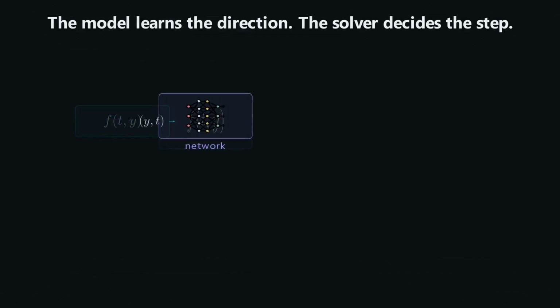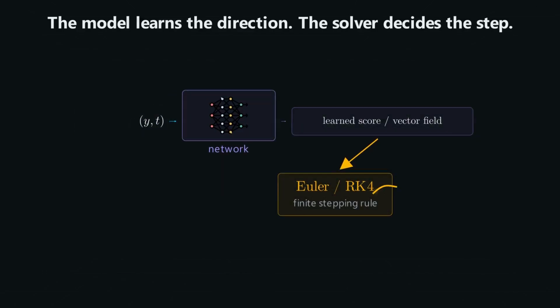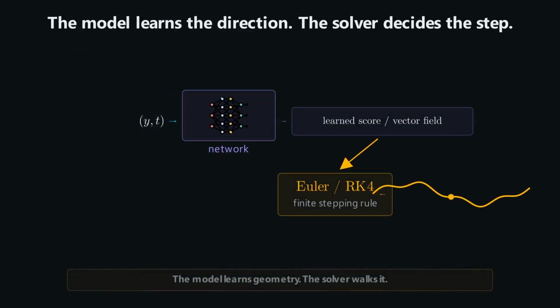In diffusion models, especially in probability flow or ODE-based views, numerical solvers like these approximate the path through time. The neural network provides the learned score or vector field. The solver decides how to step through it. So the model learns the geometry. The solver walks the geometry. And the final sample is the result of both.